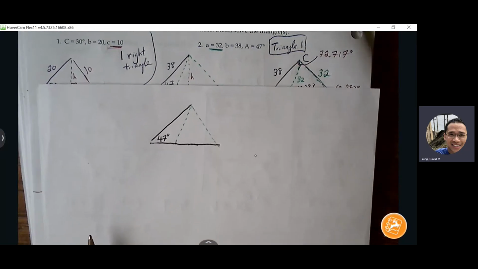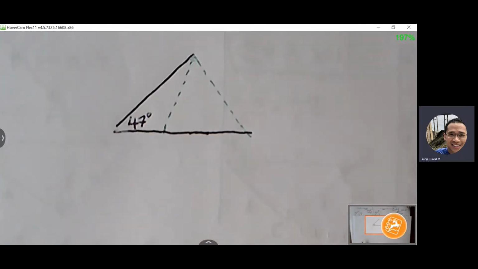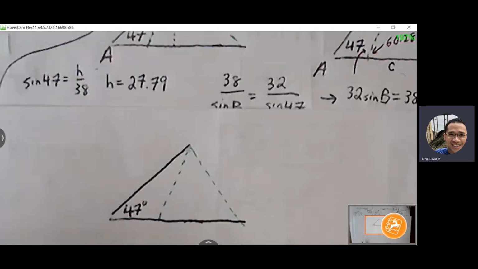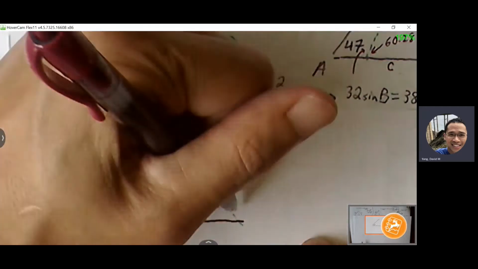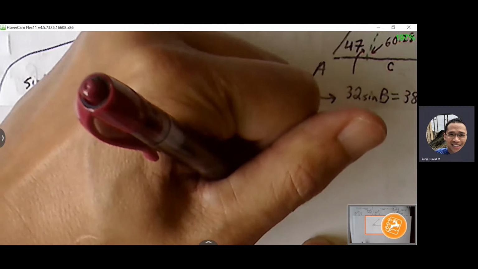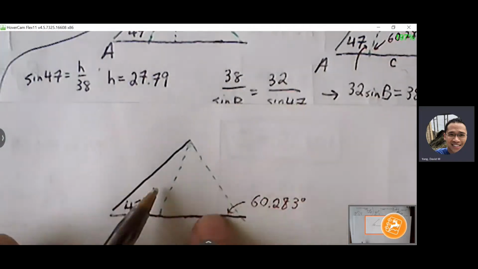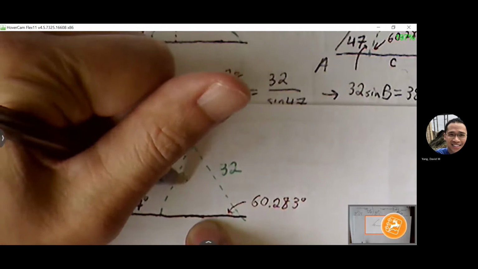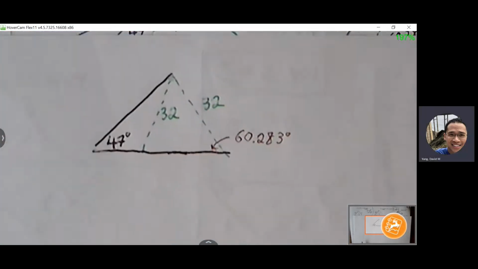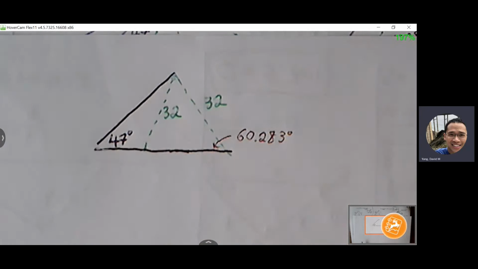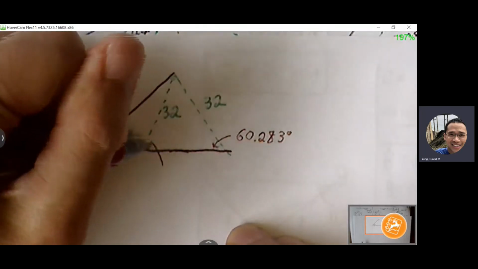Okay, so we found this angle here, didn't we? Yes. This angle is 60.283. Okay, now this hanging side is both 32. Okay. Oh, I see it now. Okay. This angle is also 60.283.